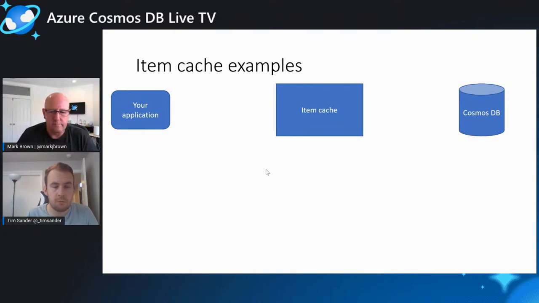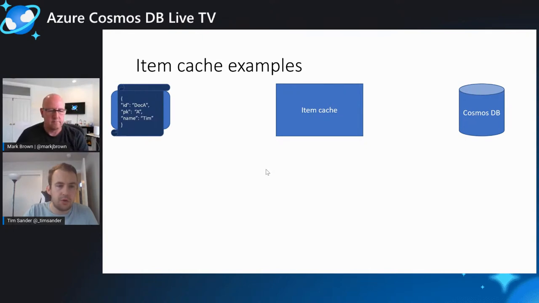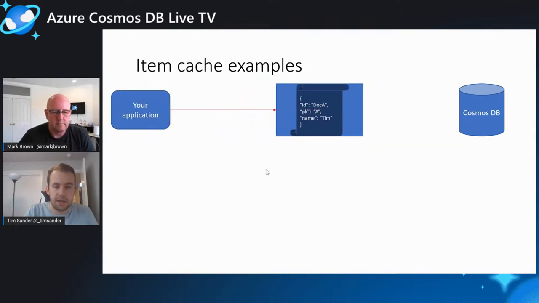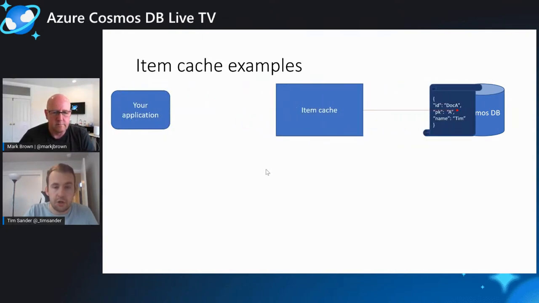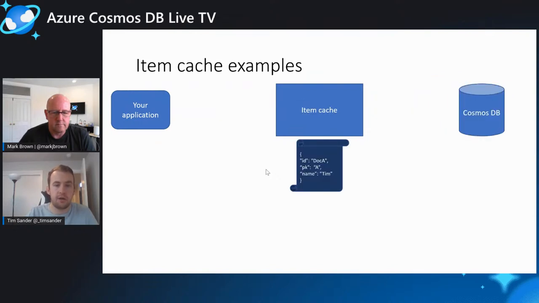We do that with items as well. So that is also how the item cache works. The item cache has one exception, and this is actually a perfect transition into this slide here. If you write data through the dedicated gateway, we'll actually cache it in the item cache. So if you, let's say, wrote this sample document here, id a, partition key A, and name Tim, if you wrote it through the dedicated gateway node, it will persist it in the cache.